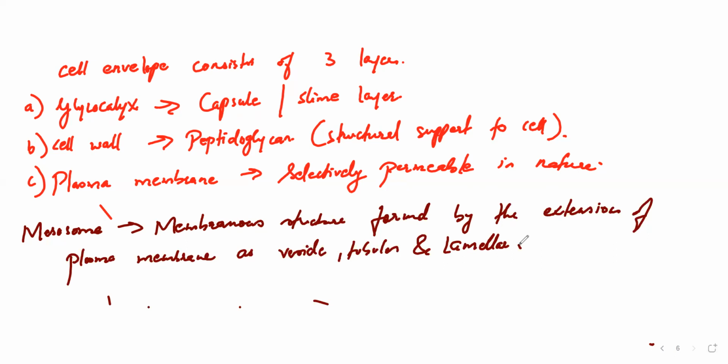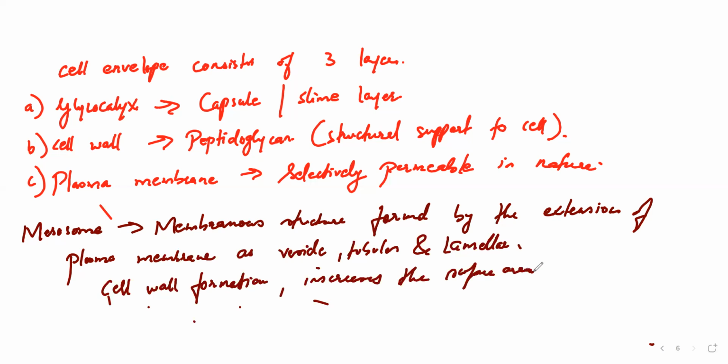Okay, so the basic function of the mesosome is what? Cell wall formation. Then it also increases the surface area. Also helps in basic activities for the cell like respiration and secretion.